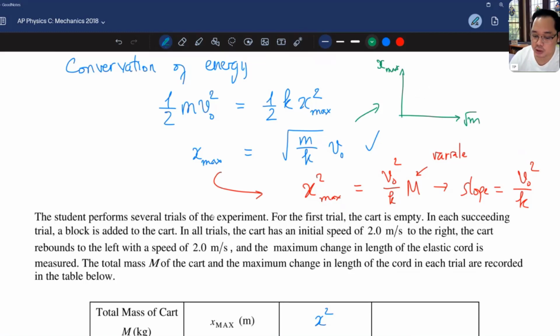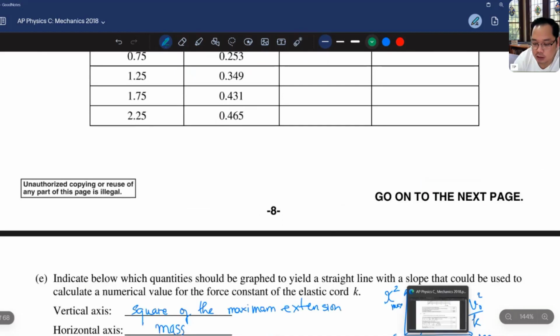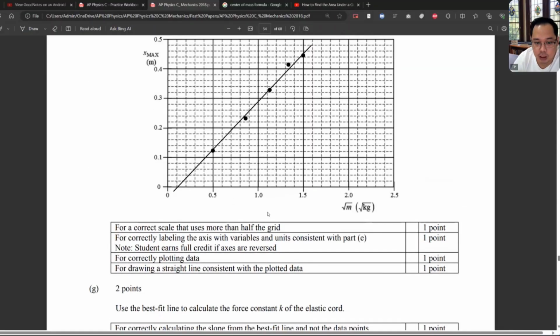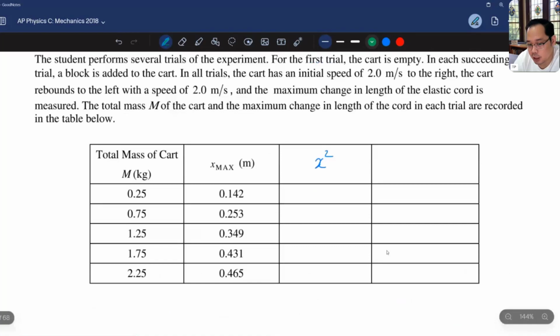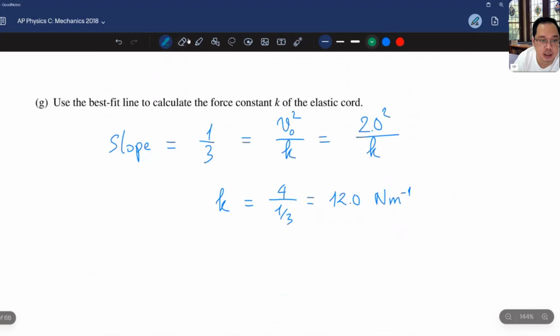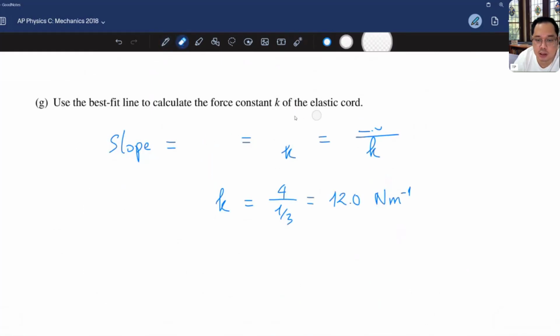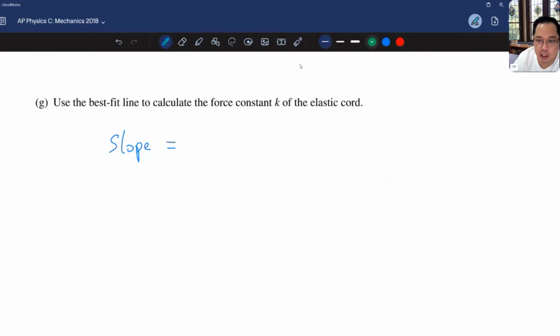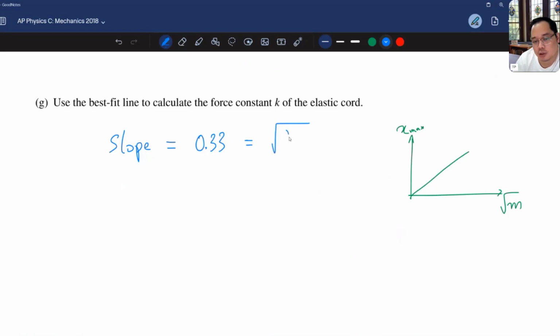Their graph is different from ours, and therefore calculating the slope in their graph is different. So you can do this problem again later, calculating the slope. But now assume that the slope is the same as the answer, meaning the vertical axis is x max and the horizontal axis is the square root of the mass, and we have the slope of 0.33.